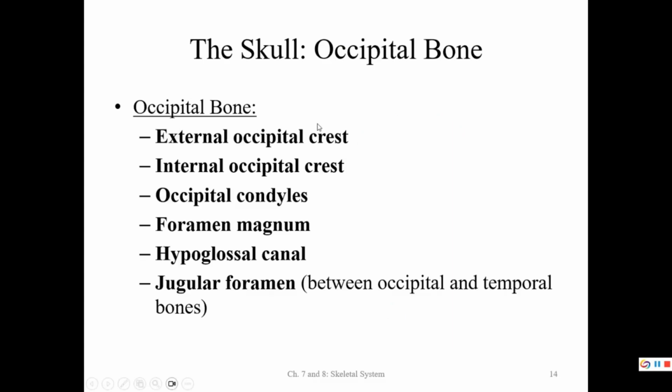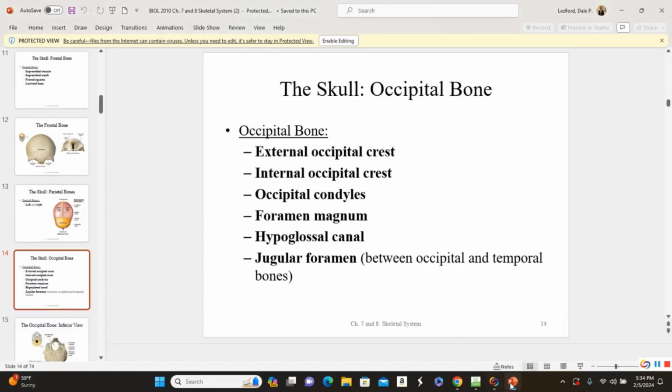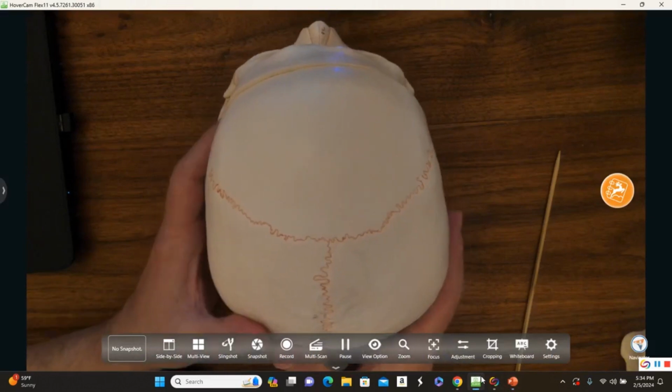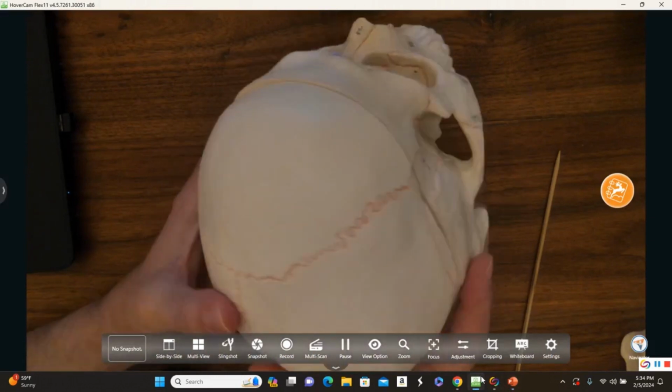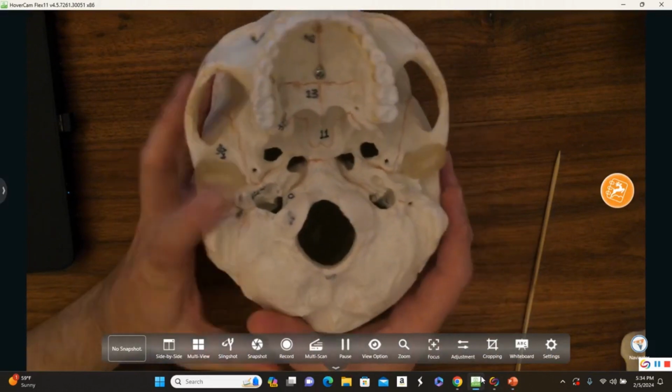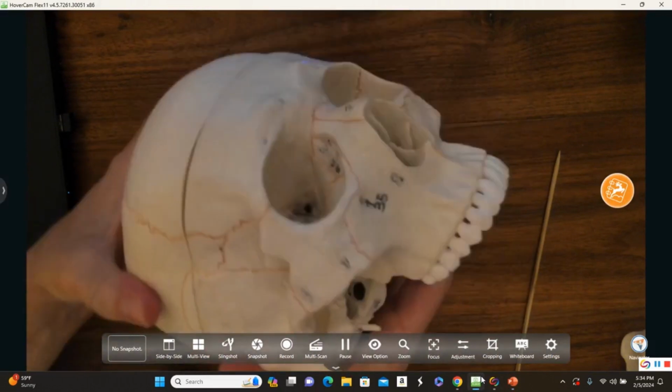Okay. Now the occipital bone is a very busy bone, so there's a lot here. So we're going to start with the external and internal occipital crest. So I'm going to do those two structures, external and internal occipital crest. So to find the external occipital crest, what we want to do is take our skull, flip it over, look at the bottom. Okay. I'm going to take the top off to make that easier for me.